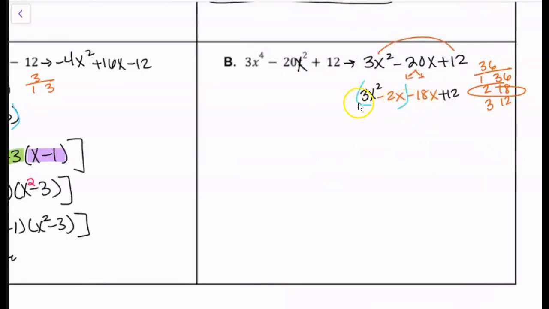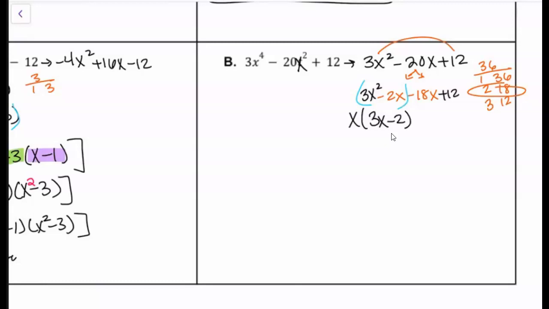So what number goes into both 3 and 2? There is no number that will divide evenly into both 3 and 2, so we'll say our greatest common factor is 1. But they do both have an x, so I can pull out an x. And I know x times 3x is 3x squared, and x times negative 2 is negative 2x.